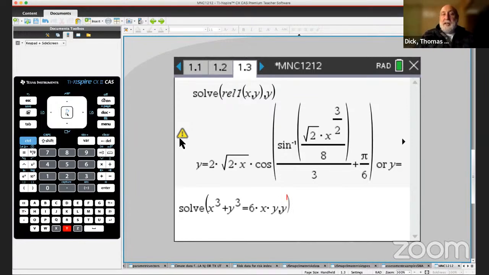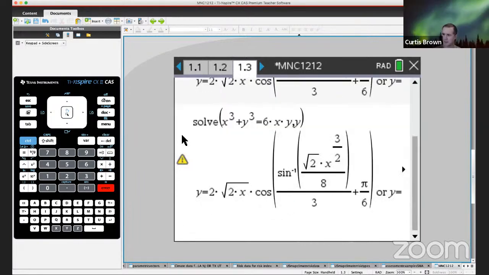Okay, so this is that equation as we typed it in before, x cubed plus y cubed equals 6 times x times y. And we're indicating we'd like to solve for y. Oh, you know what? I may have had a typo then. Okay, I think it's coming up with the same thing. Good.